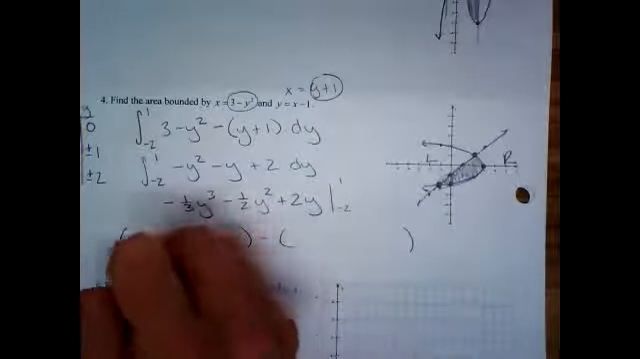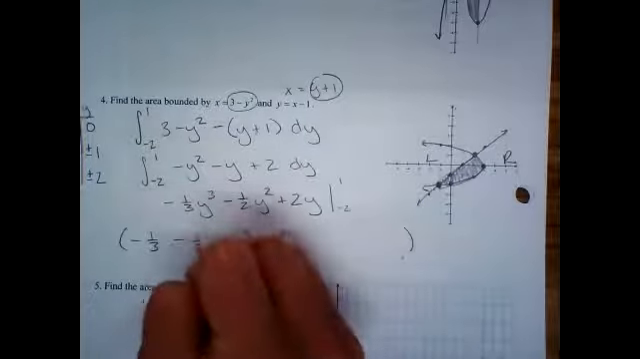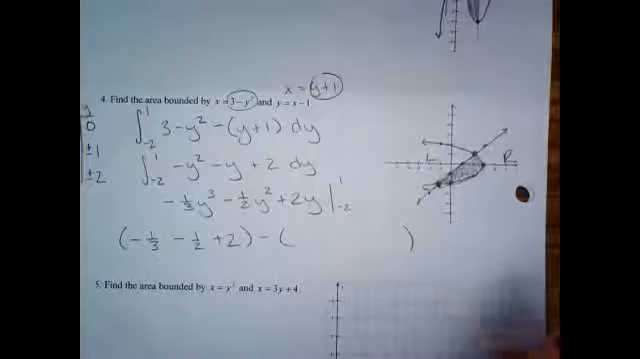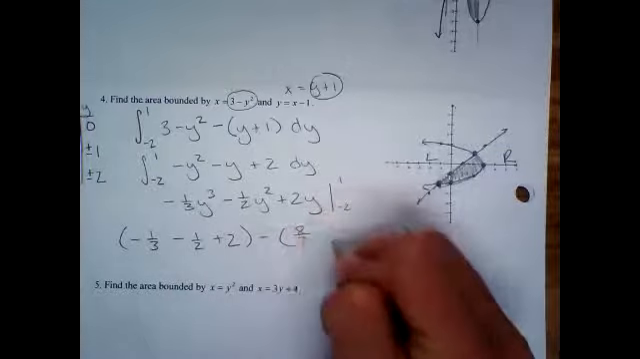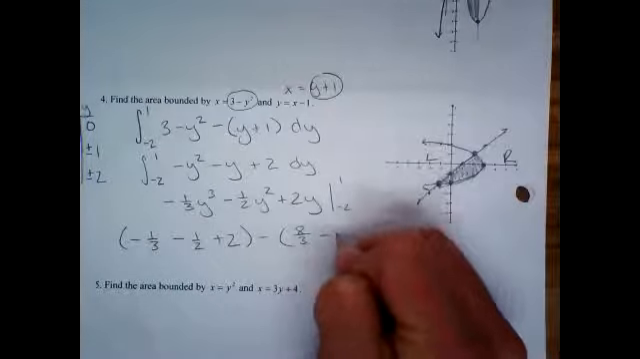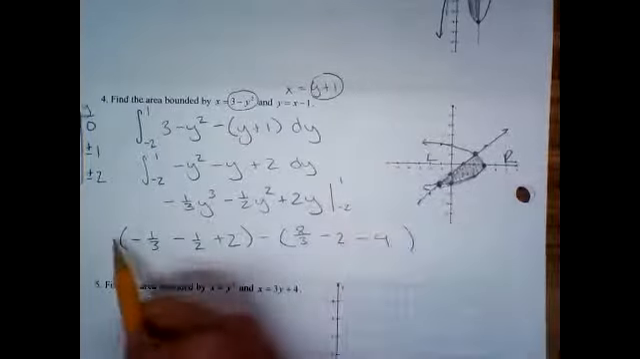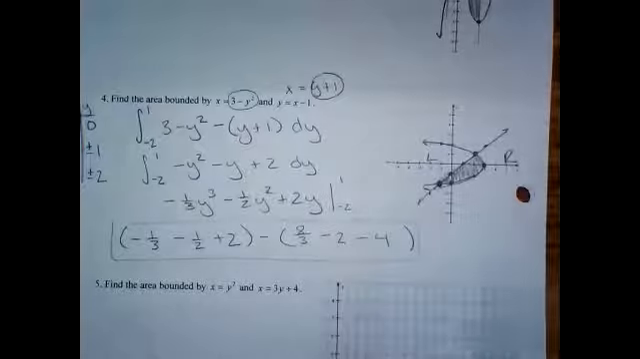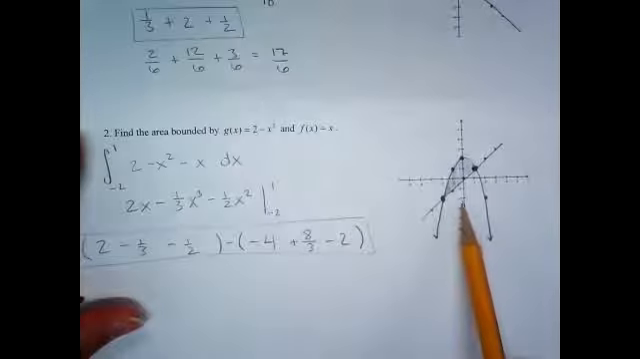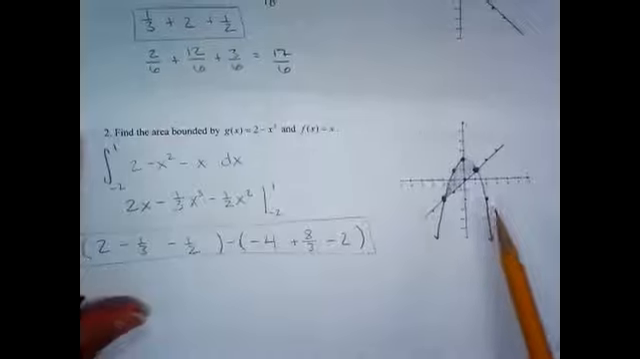So if you plug in 1, it is -1/3 minus 1/2 plus 2. And then if you plug in -2, it will be 8/3 minus 2 minus 4. If you were to work that out, it would come out to the exact same answer as this one, because if you notice, it's the same shape, just sideways. I did that so you could do a compare and contrast.